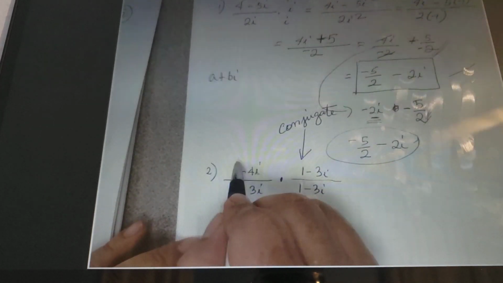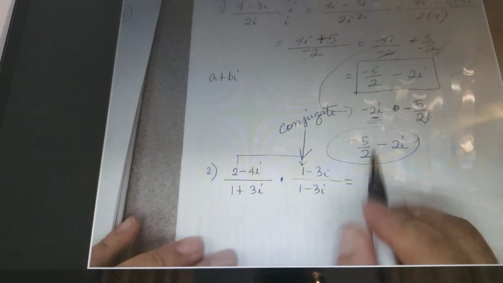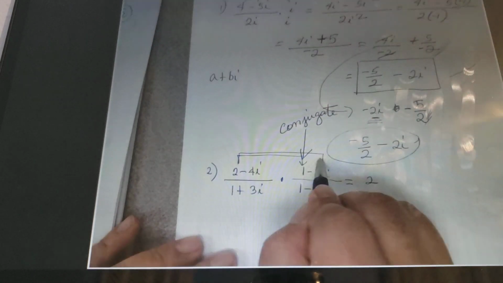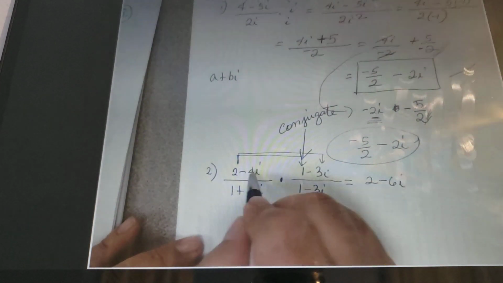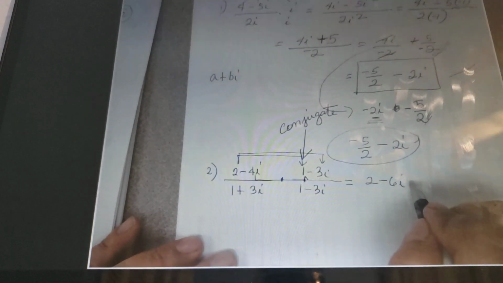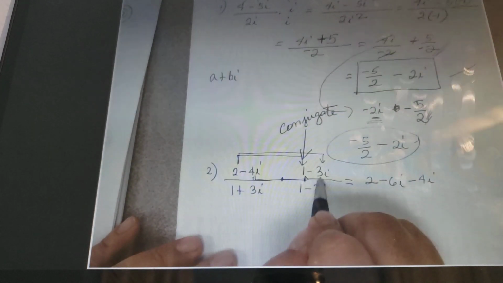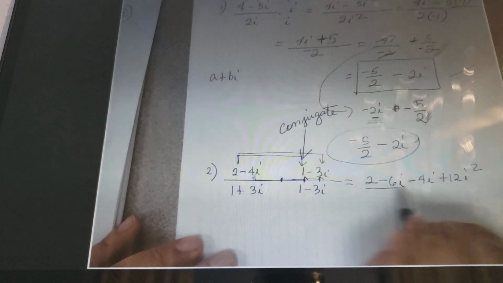Maybe I will answer first this one. 2 times 1, that is 2. 2 times negative 3i, negative 6i. Negative 4i times 1, negative 4i. Negative 4i times 3i, positive 12i square.